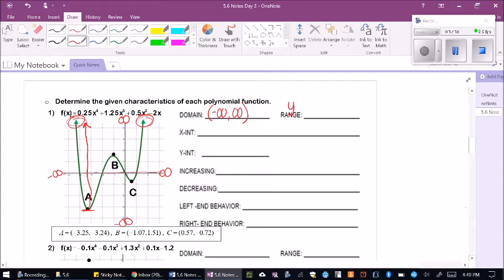So I'm going to use the y values. The range is the only time we're using y. We're also going to use a bracket. And so we're going to use the y-coordinate of point A. So that was negative 3.24, and then we said that we don't know what our highest y value is because I have those two arrows, so it's going to infinity, parenthesis. I'm going to erase some of this.